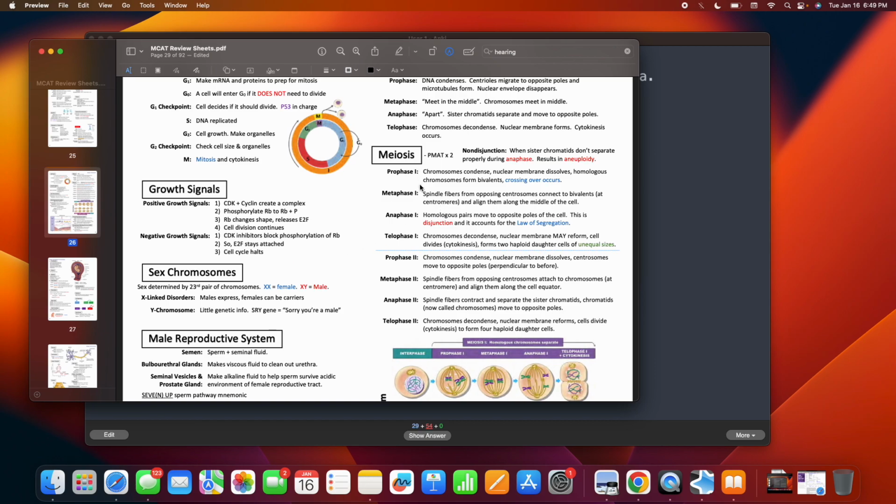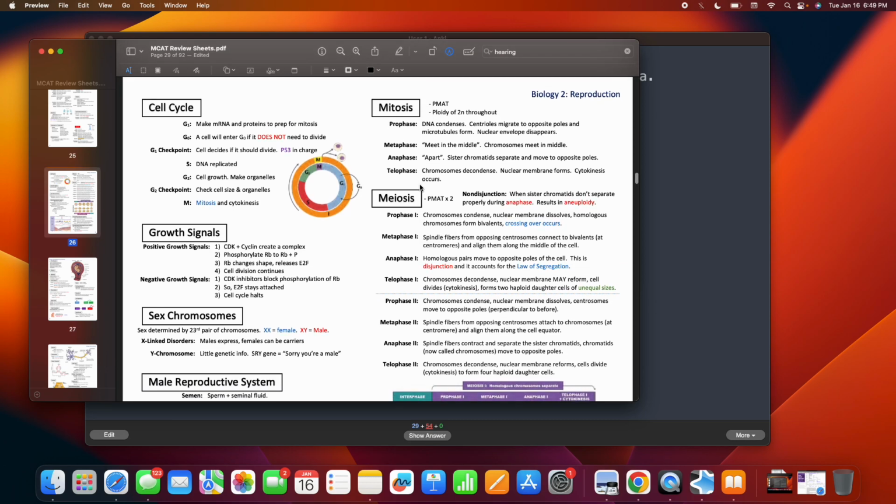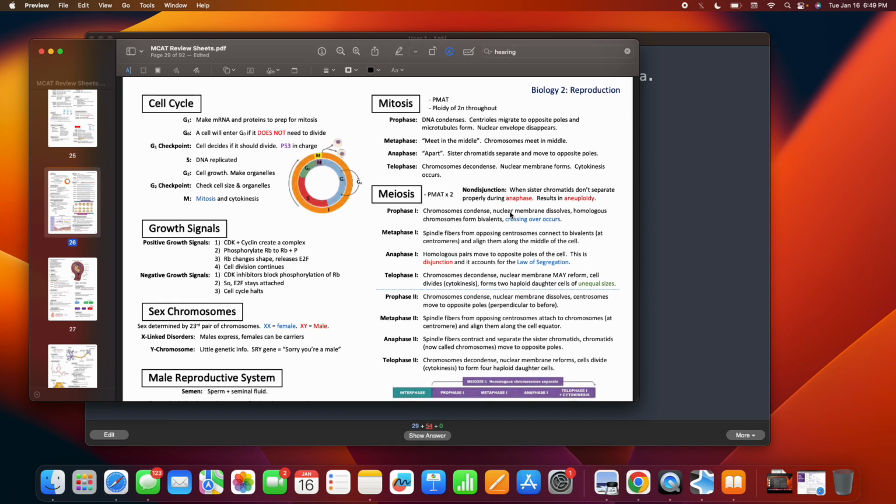So in prophase 1, the chromosomes condense like we had it in mitosis. The nuclear membrane dissolves like we had it. The homologous chromosomes form bivalents, and the crossing over occurs. What does this mean?